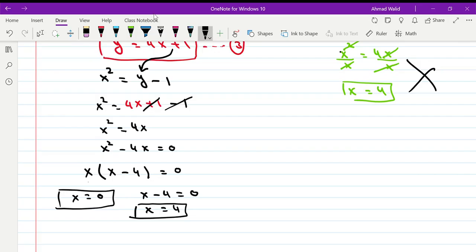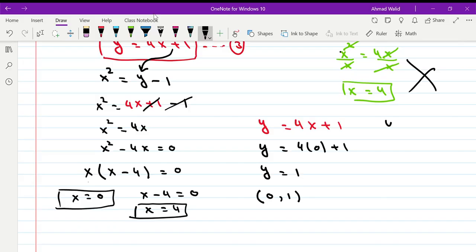How to find the values for y? The best equation is number 3, which is y equals 4x plus 1. Plug in the value of x. When x is 0, find y. When x is 4, find y. It means y equals 4 times 0 plus 1. It means y equals 1, correct? It means when x is 0, y is 1.